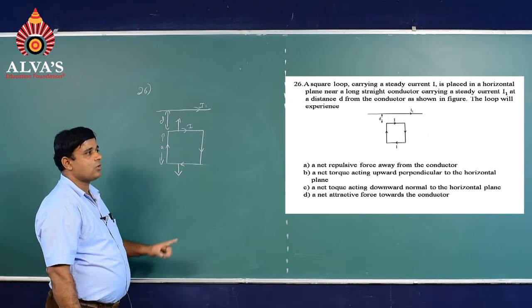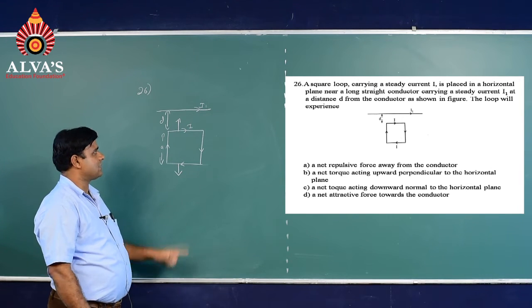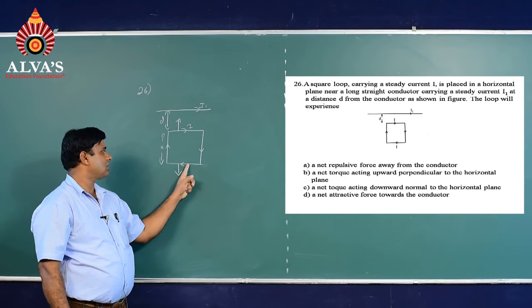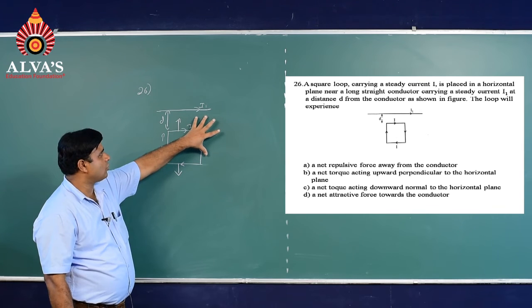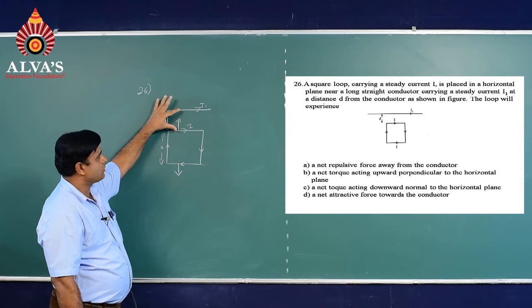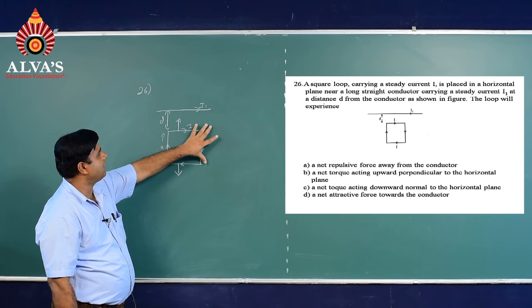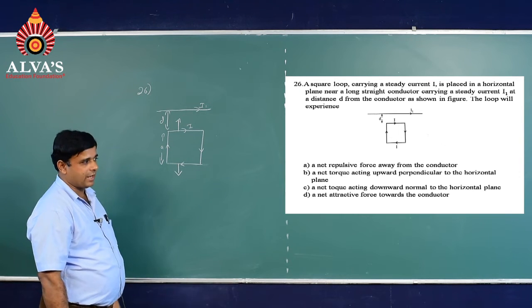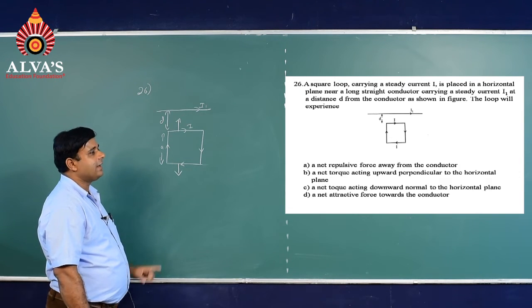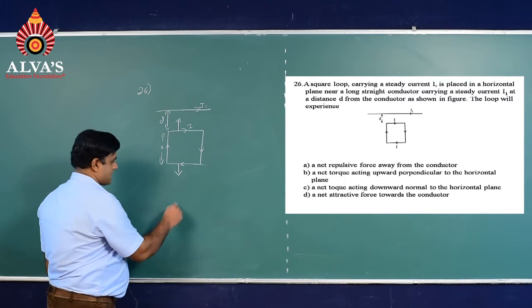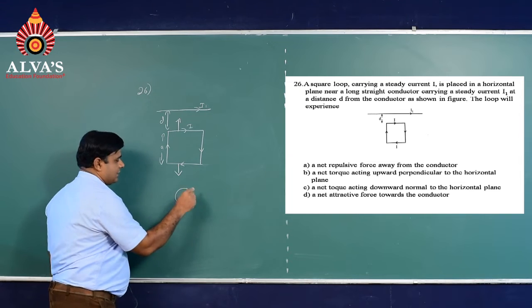But force is inversely proportional to the distance. If distance is more, force is less. So, here there is a repulsion, distance is more, so repulsive force is less. Here attraction, distance is less, force is more. So, attractive force is greater than repulsive force, hence the net will be an attractive force. So, the answer should be net attractive force which is towards the conductor. So, the answer is D.